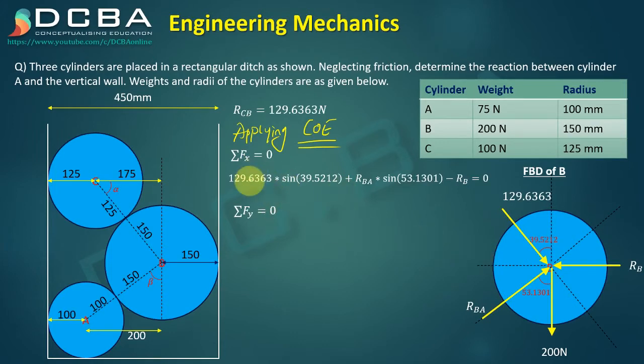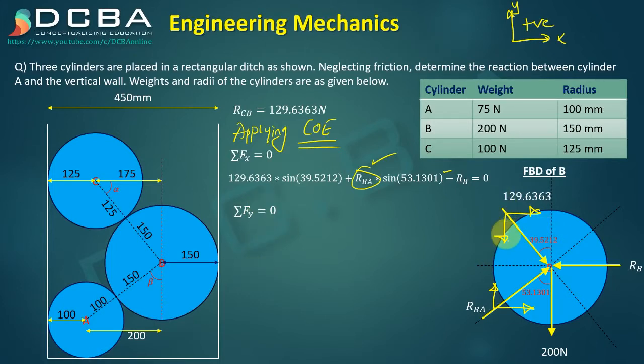So when we apply summation Fx equals 0, this is acting downwards, this is acting right, this is acting upwards, this is acting rightwards. So 129, I have taken this angle, which is 90 minus alpha. So 129 sine of this angle plus RBA, because we are taking our sign convention this way, x and y. So rightwards is positive, upwards is positive. So this right force is positive, this force is positive, minus RB is equal to 0. I'll get this in terms of RBA and RB because there are two unknowns here. Let us see what we get when we find summation Fy equals 0.